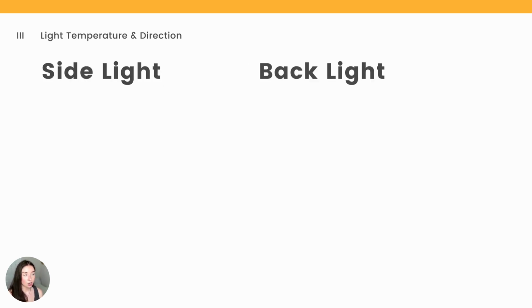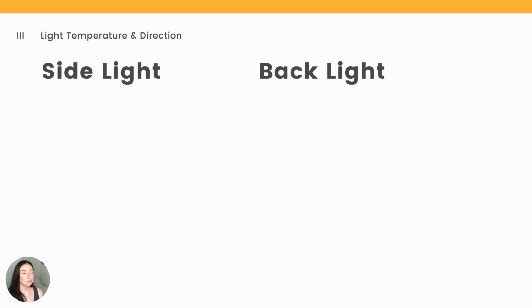So we're going to talk about the two main lighting directions for food, and we're going to talk about side light as well as backlight. So these are the two main lighting scenarios that you're going to be working with. And they can be adjusted slightly depending on what you prefer and what your specific subject is, but these are the two primary ones that you're going to want to go with.